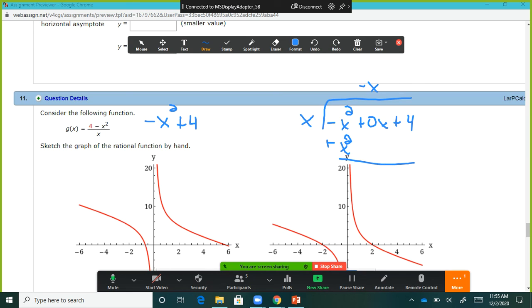Change the sign. That would be 0. I drop down 0x. X times 0 would be 0x. I subtract. I drop down the last one. I get 4. That's my remainder. So right there, y equals negative x plus 0. Y equals negative x is my slant asymptote. All right.